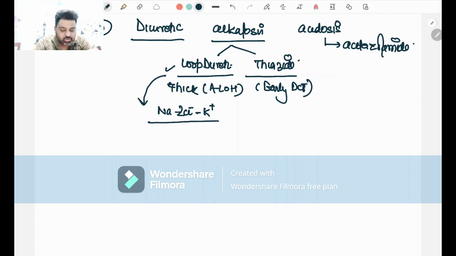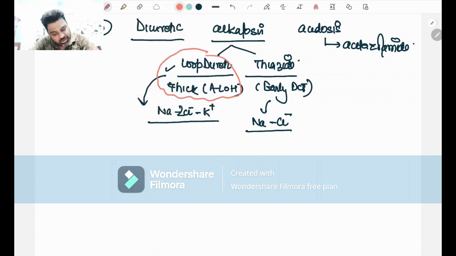So sodium chloride and potassium absorption is hindered, and thiazide blocks the sodium chloride channel. When loop diuretics act on the thick ascending limb of the loop of Henle, there will be decreased sodium absorption, decreased chloride absorption, and decreased potassium absorption. And when thiazide acts on the early DCT, there will be decreased sodium and chloride absorption.